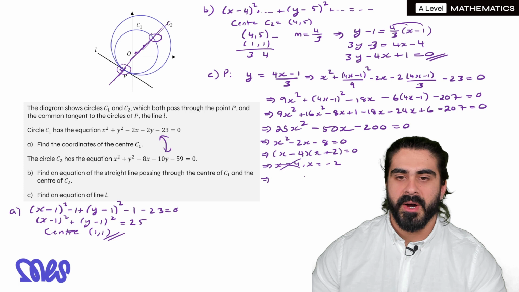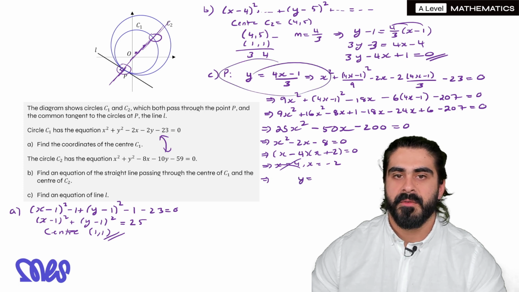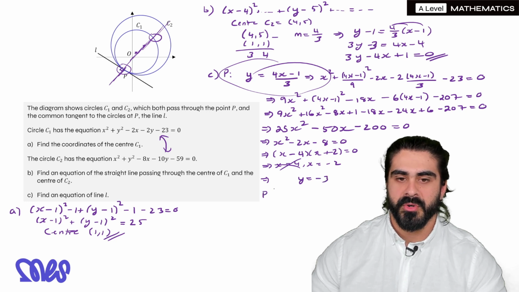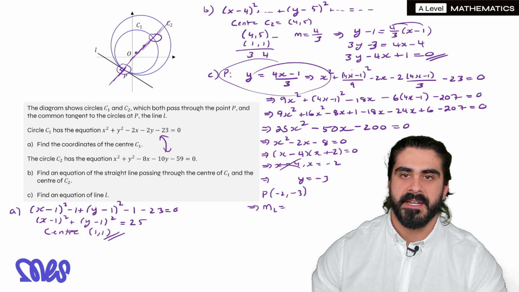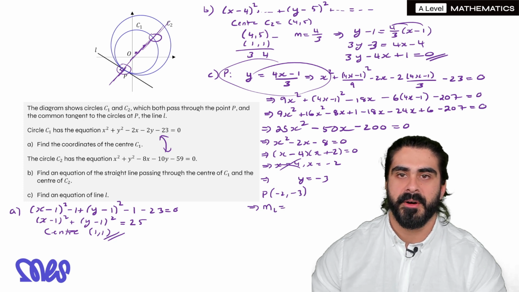We sub that in for Y. So we're doing 4 times minus 2. So we're subbing into here. 4 times minus 2 minus 1 over 3 is minus 3. So the coordinate of P is minus 2, minus 3. And don't forget, we said that its gradient, the gradient of L, is the negative reciprocal of the line from part B. So that'll be minus 3/4.